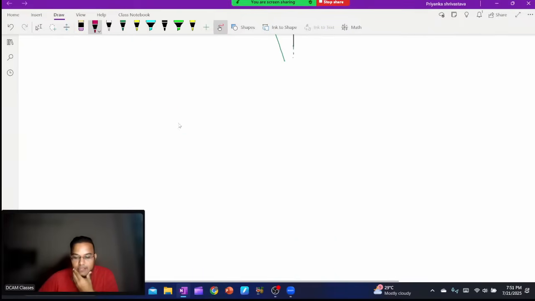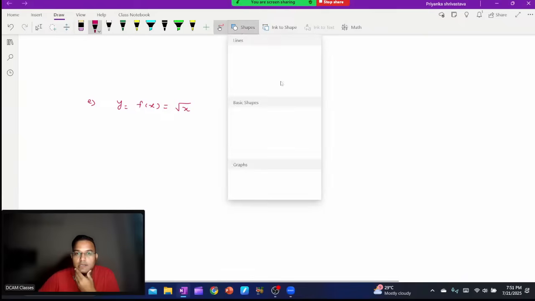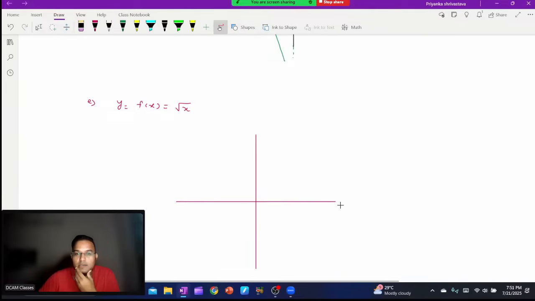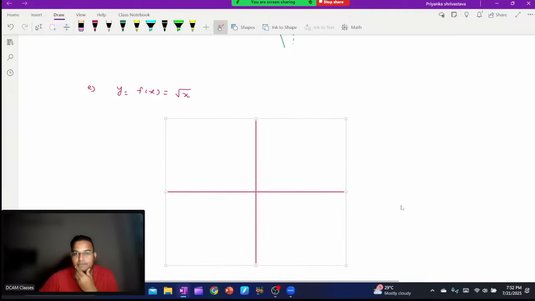Now one more thing I'll tell you. The function is f of x is equal to root x. Try to draw the graph and tell me its domain and range.